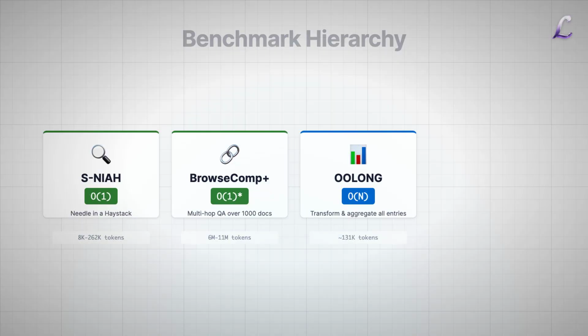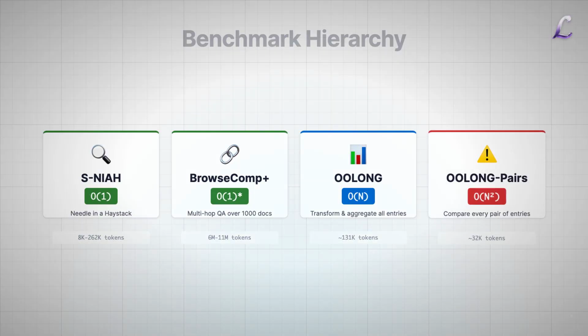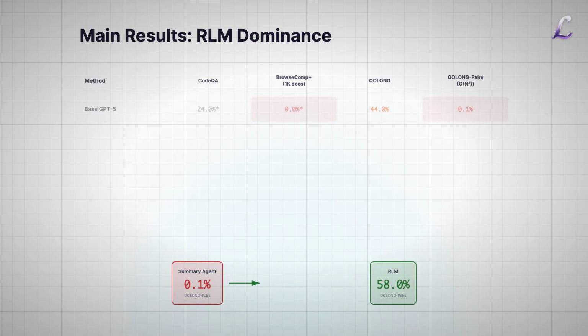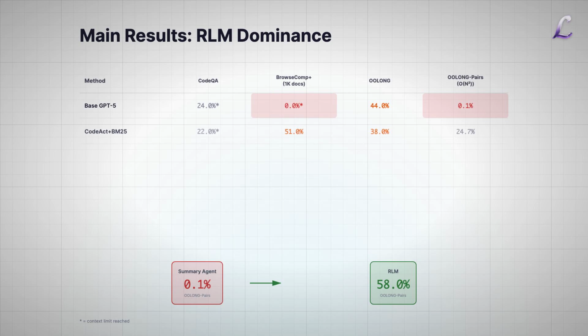This distinction is vital. Most long context models are just good retrievers. These benchmarks test if a model can actually compute over 11 million tokens of data. The results are absolute. On BrowseComp-Plus with 1,000 documents, the base GPT-5 model scores 0. It physically cannot fit the input. The RLM scores 91.3%. On OOLONG-Pairs, the quadratic task, the base model gets 0.1%. It's essentially random noise. The RLM hits 58%.